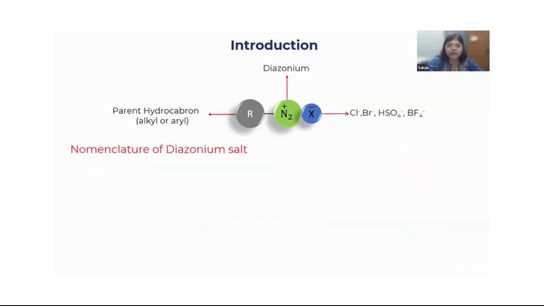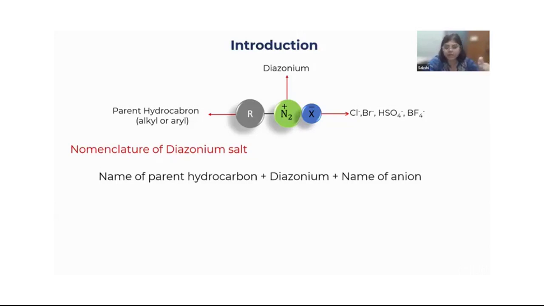Okay. So diazonium salt, we have N2, we have nitrogen group along with the halogen, right? So how do we do the nomenclature? That is we have parent hydrocarbon plus diazonium plus the name of anion, right? So anion can be anything, but there is one diazonium group that is nothing but N2. For example, this. So here the hydrocarbon is what? It is benzene, right? So benzene, and we have here N2, that is diazonium, and we have chloride.